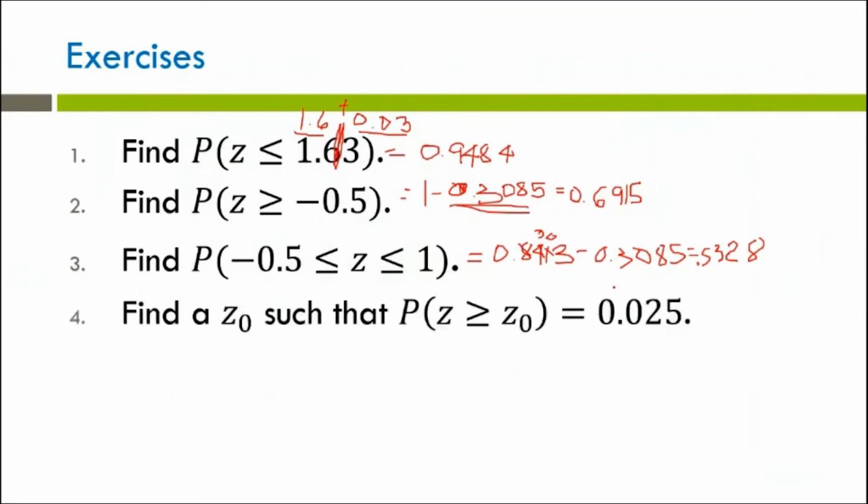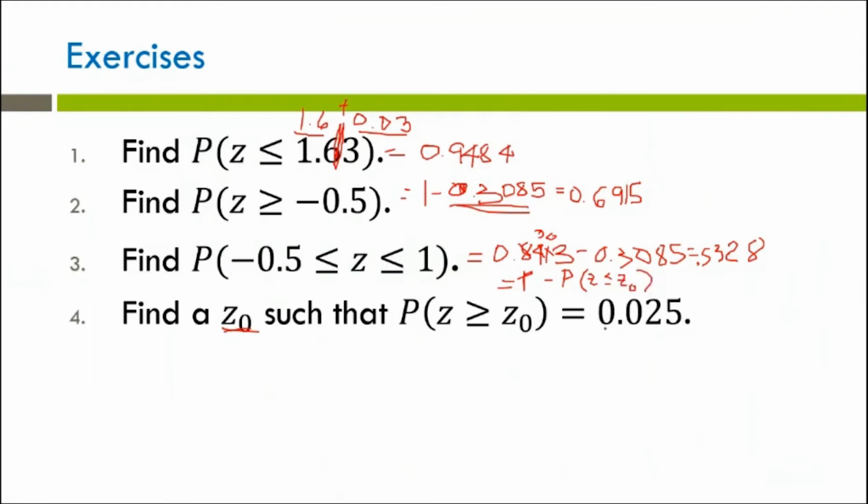Then how about this one? Now, this is a different situation, the reverse of the three previous examples. Find a value of z such that P(z greater than or equal to z sub 0) is 0.025. We have to take note that this can be written as 1 minus the probability of z less than or equal to z sub 0, right?